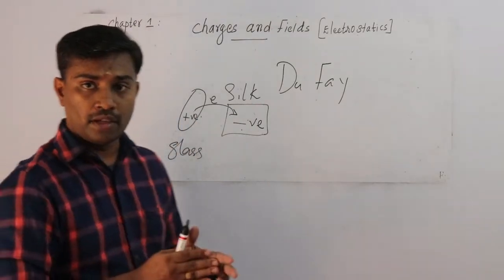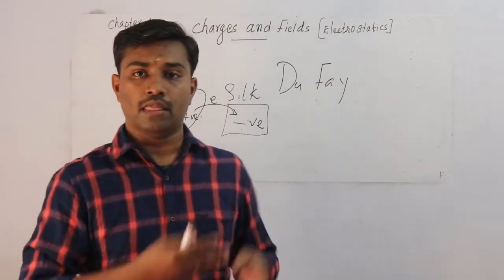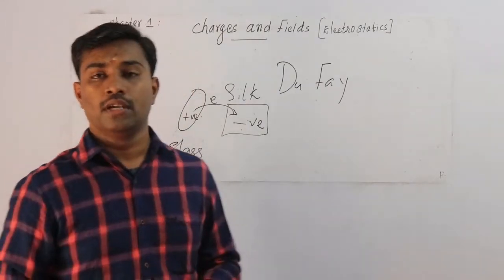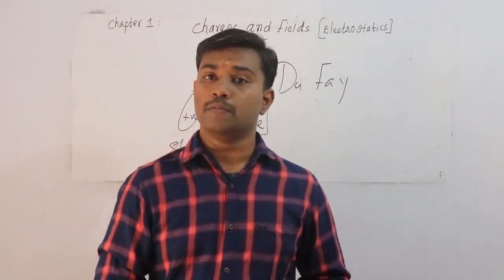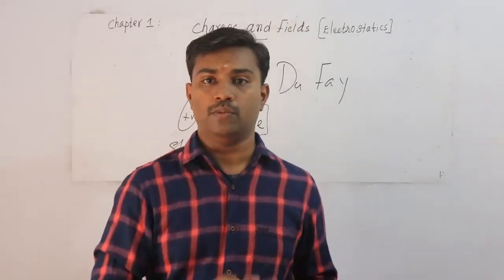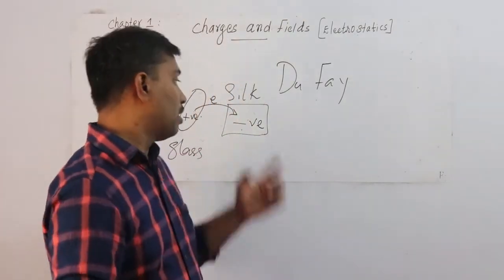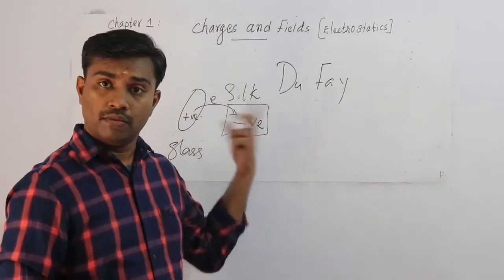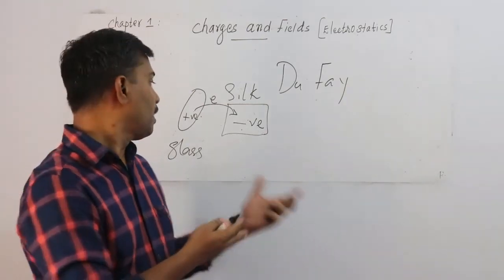So due to rubbing, the substance which lost electrons becomes positively charged, and the substance which gained electrons gets negatively charged. Which gains electrons gets negative charge, which material loses electrons gets a positive charge.